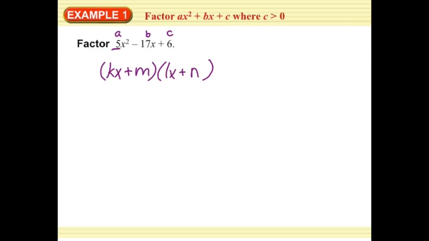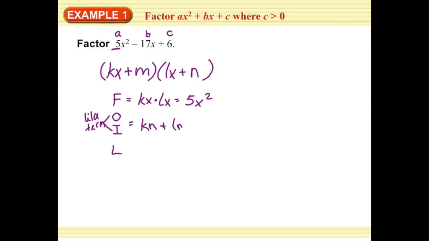So when I look at this and I think about FOILing, what typically happens is the outer and the inner terms are like terms and they get combined. The first term stays itself. So in this case, my first term is kx times lx. And I know that when I have that, it needs to equal 5x squared. My middle term, my b value, is the combination of the outer terms and the inner terms. So I have k times n plus l times m, and they need to equal negative 17. Lastly, I have my last terms, which is just, in this case, m times n, and that needs to equal positive 6 for my equation to work.